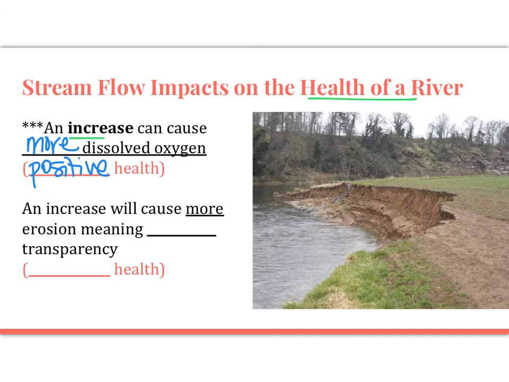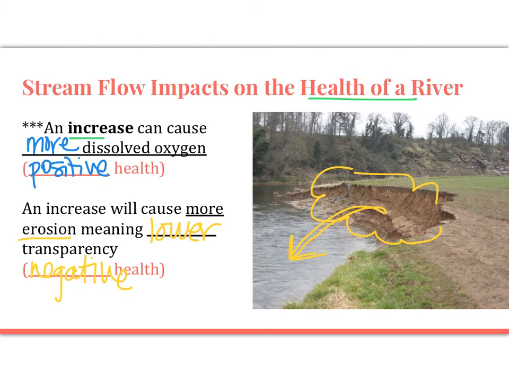However, higher stream flow also means that I have more erosion, which is what we see going on in this picture, where the land at the edge of the river is being eroded, broken down, and carried into the water. And so that means I'm getting a lower transparency during that time. If we think all the way back to transparency, I know I want that to be a higher number. So with all that sediment eroding into the water, transparency goes down, and so does the health. So an increase in stream flow brings both positive and negative impacts to the river.